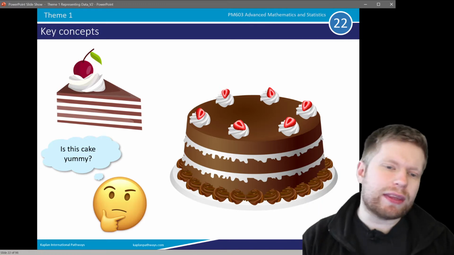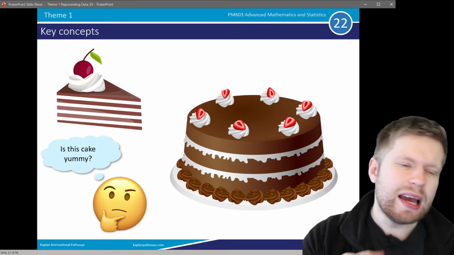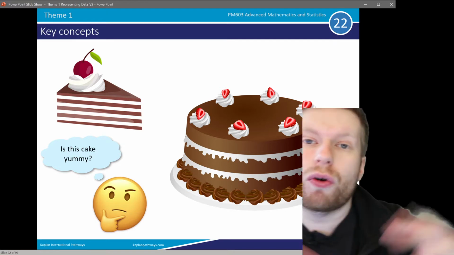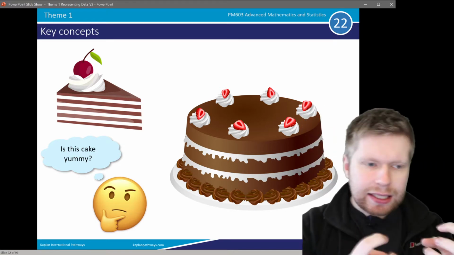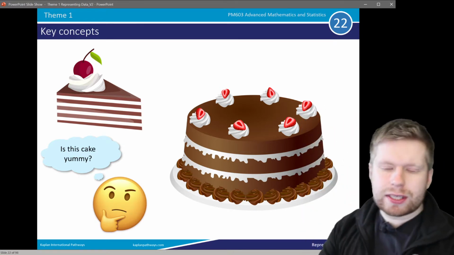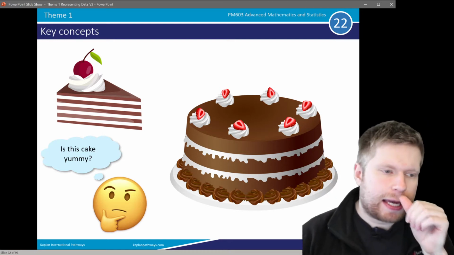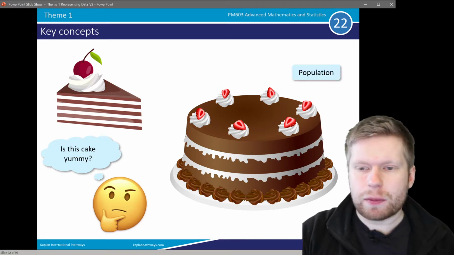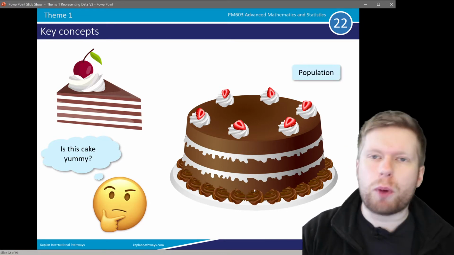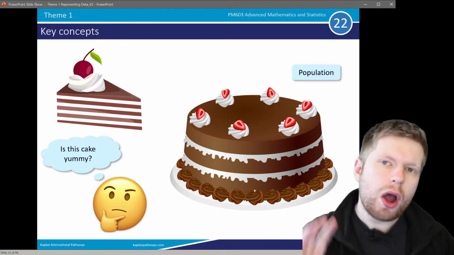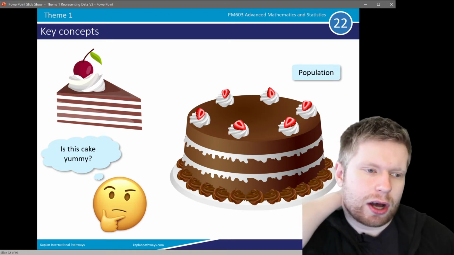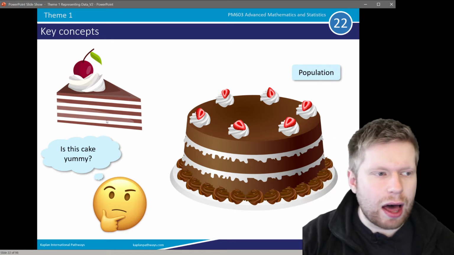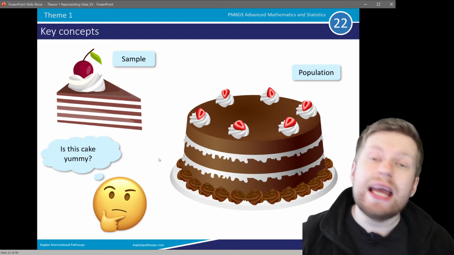And the idea is that if that slice of cake tastes nice, then we can understand what is happening with the rest of the cake. In other words, if the slice of the cake tastes nice, we can then understand whether the big cake, the whole cake, tastes nice or not. So what we've effectively got going on here is a population. Our big cake is our population. It's the entire group which we're interested in. In this case, it's the entire cake. And then this little slice of cake that we've got going on over here is our sample.